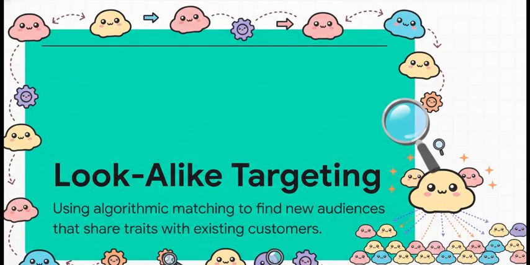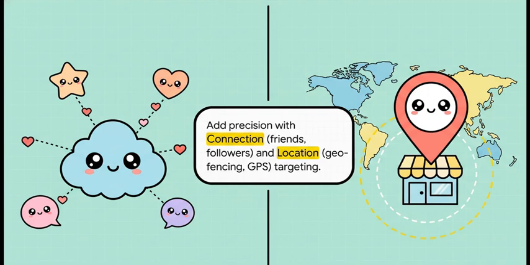Then you've got lookalike targeting, which is honestly a total game changer for growing your audience. You can basically give a platform a list of your very best customers, and its algorithm will go out and find millions of other people who act and think just like them. It's kind of amazing. And we can get even more precise.